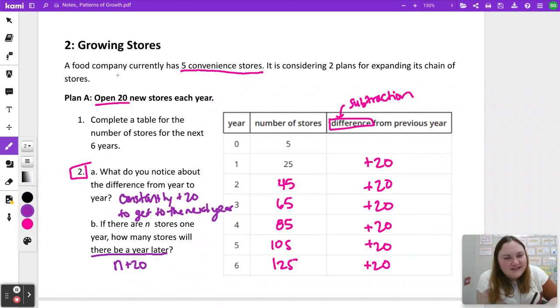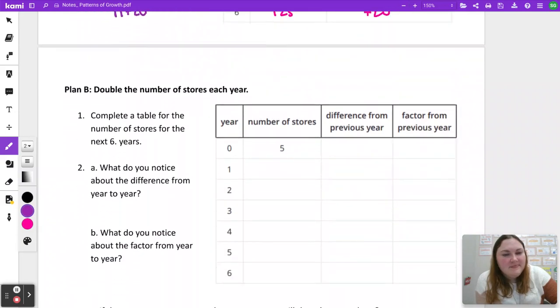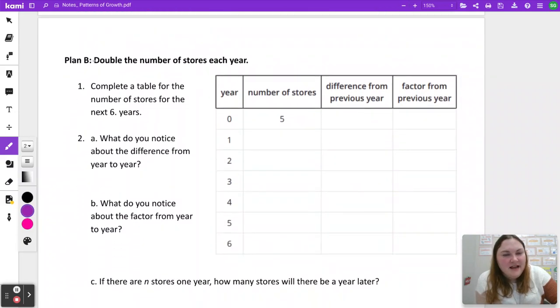Now remember the question that said this food company is considering 2 plans. This is one plan where they're adding 20 stores each year. The other plan is this next part. And this plan says that they are going to double the number of stores each year. That word double isn't just like a math class word, but it is really important we know what double means. When you're doubling something, what math does that mean we're doing?